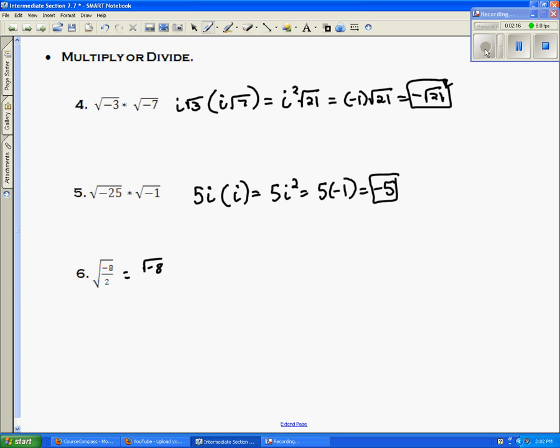Next, we're going to break this one apart. We're going to have square root of -8 over square root of -2. I don't want a radical in the denominator, so I'm going to multiply by square root of 2. Whatever you do here, you're also going to do here. Multiply straight across. It's going to give me square root of -16 over square root of 4. Rewrite this as 4i. Square root of 4 is 2. Simplify that and you get 2i.